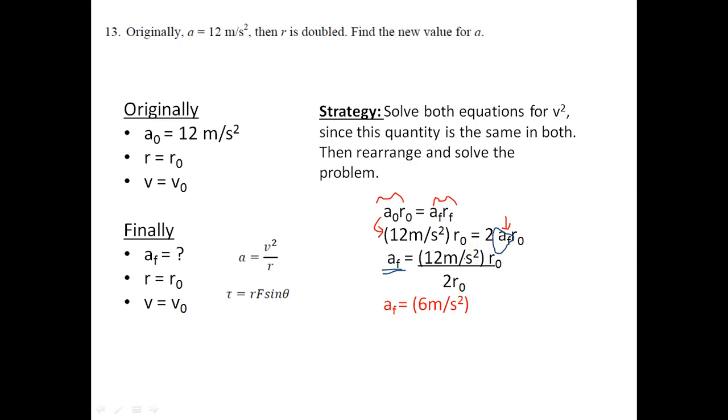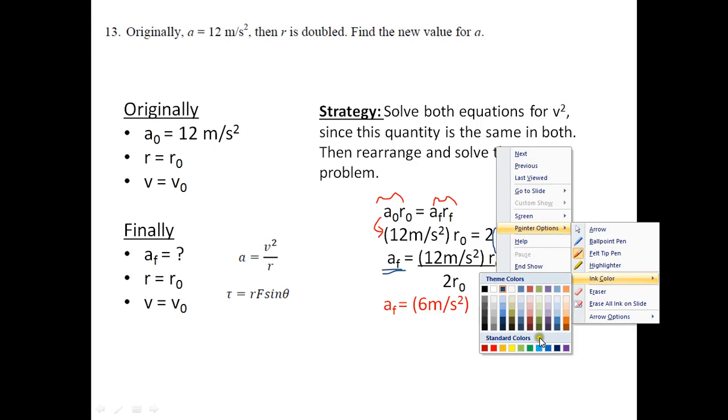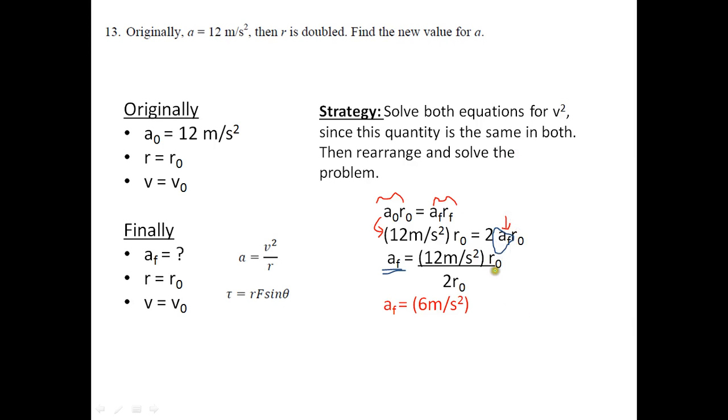It looks like 12 meters per second squared times r naught divided by 2 r naught. I see both have an r naught, so I'm going to change the pointer color to green and cross some terms out. The r naught at the top cancels with the r naught at the bottom, and then 12 over 2 is 6. That's how we get our final answer: after you double the radius, the final acceleration becomes 6 meters per second squared. And that's our final answer.